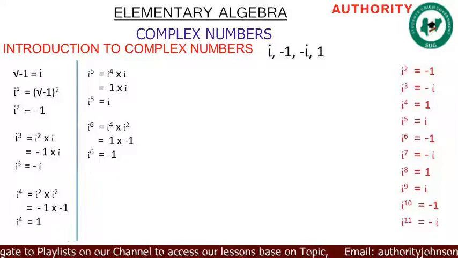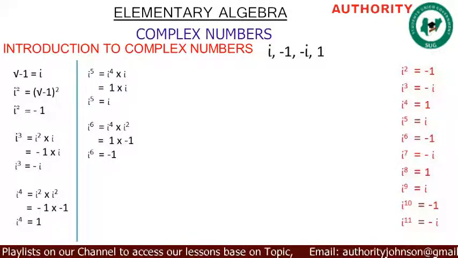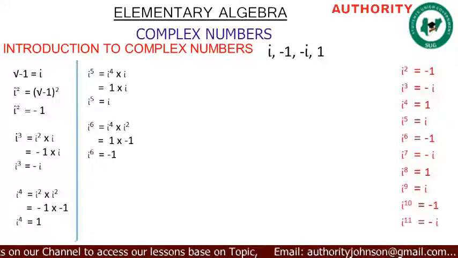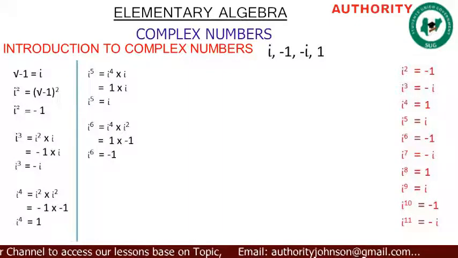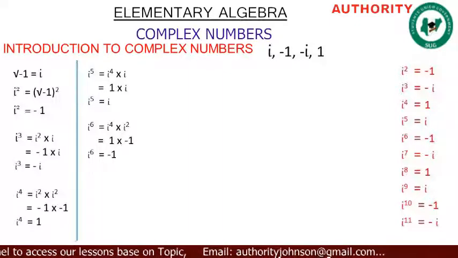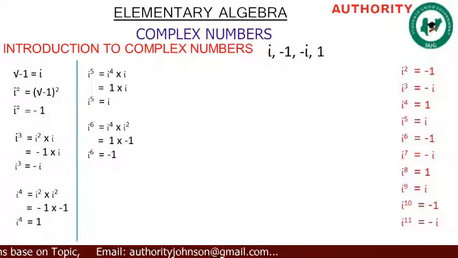Also, when you have i raised to power 6, what is it? i raised to power 6 can be written as i raised to power 4 times i raised to power 2. So i raised to power 4 is what? 1. And then i raised to power 2 is minus 1. So we can say 1 times minus 1, which is minus 1. So therefore, i raised to power 6 is minus 1.